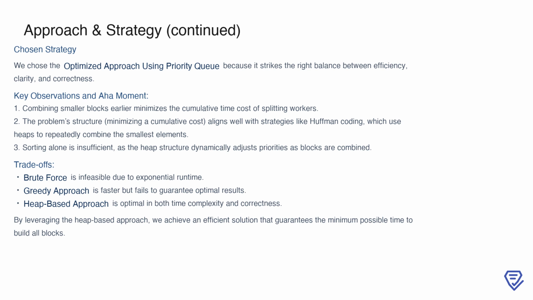One of the key observations is that combining smaller blocks earlier minimizes the cumulative time cost of splitting workers. Additionally, the problem structure, which involves minimizing a cumulative cost, naturally aligns with techniques like Huffman coding that use heaps to repeatedly combine the smallest elements. Sorting the blocks alone cannot achieve this dynamic prioritization, which is why the heap structure is critical.